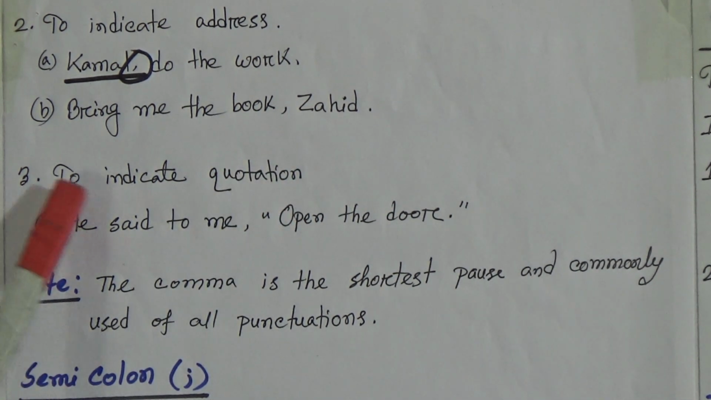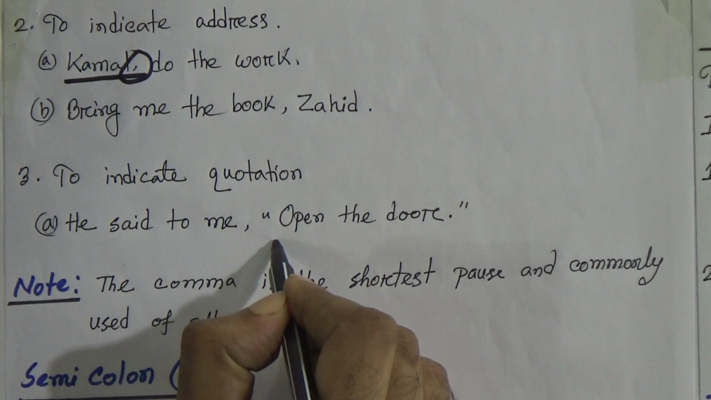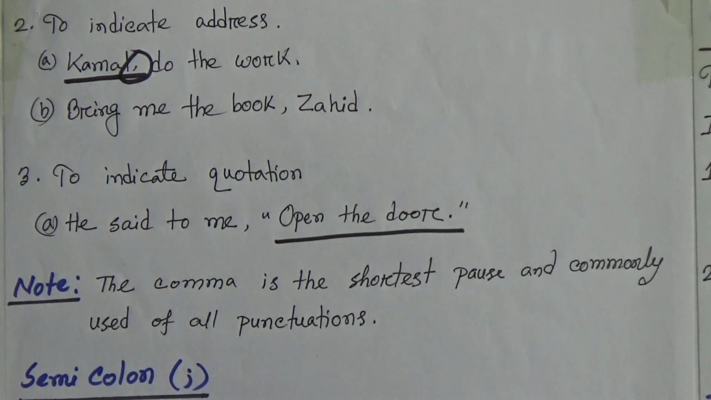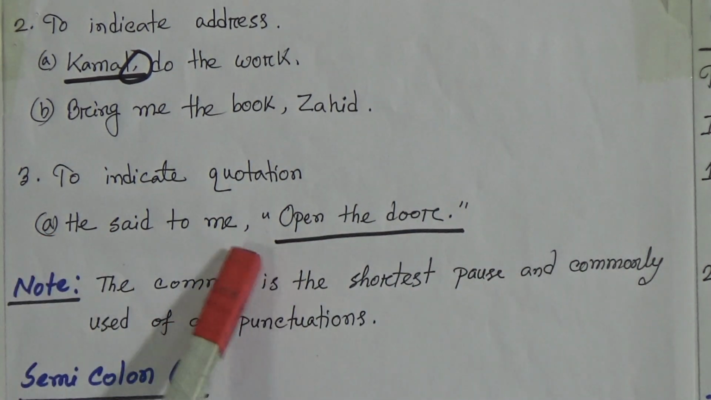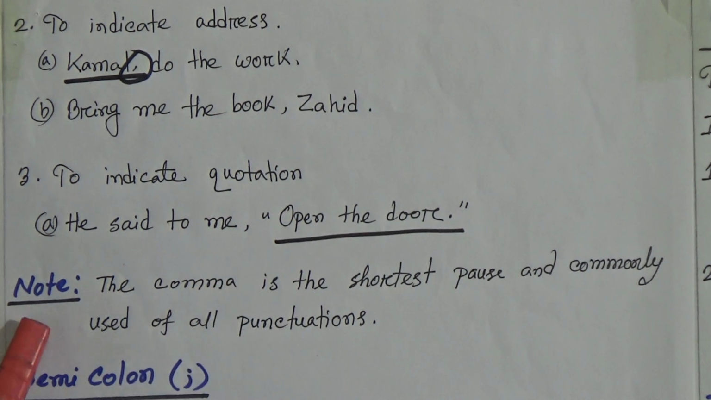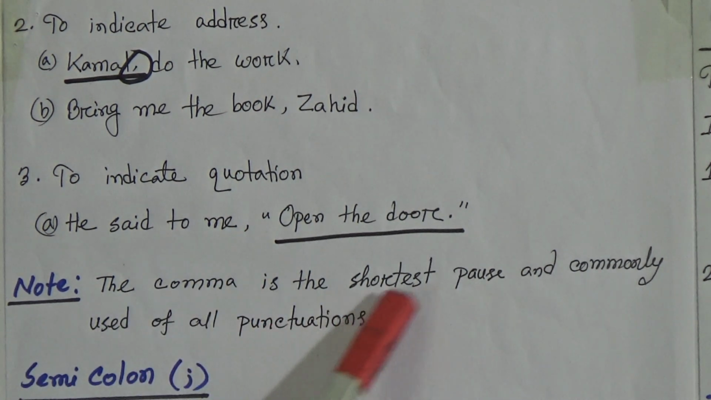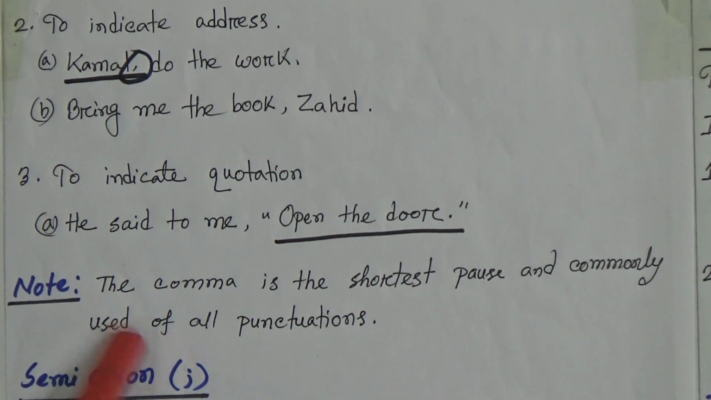Point number 3, to indicate quotation. He said to me, open the door. Here, open the door is the quotation, and before the quotation we have used comma. There is an important note. The comma is the shortest pause and the most commonly used of all punctuations. That means among all punctuations, comma is mostly used.